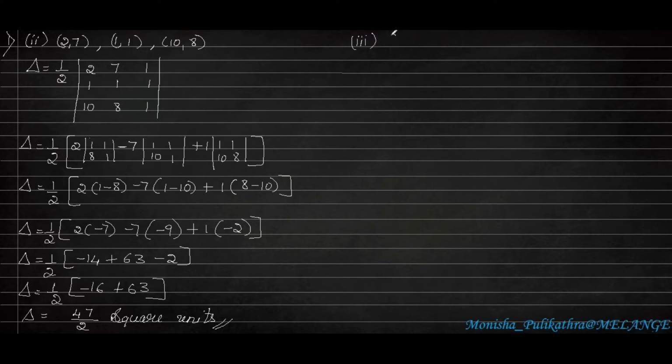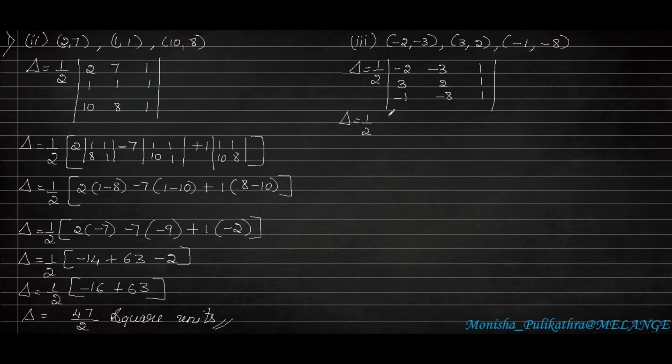The third sub question is minus 2 comma minus 3, 3 comma 2, minus 1 comma minus 8. So minus 2, minus 3, 3, 2, minus 1, minus 8. So this should also be calculated in the same form, area of triangle. So half into, let's write the vertices in the first two columns: minus 2, minus 3, 3, 2, minus 1, minus 8. The last column should be filled with 1. Next we have to find the determinant of it.